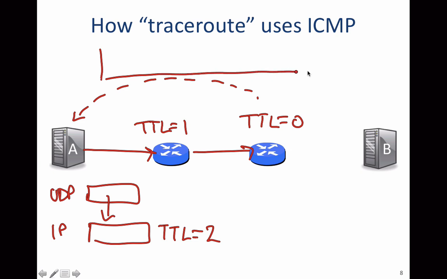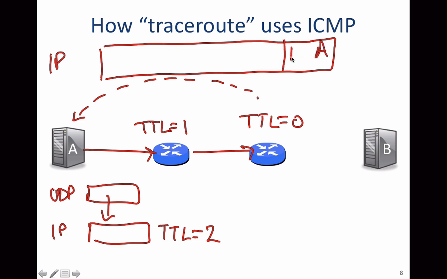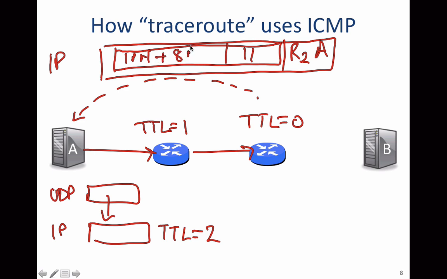I'll now draw the IP datagram with the ICMP message inside. So this is the IP datagram. This is going to be going to A from, let's call that R2. And inside is going to be the ICMP message. So this is the ICMP message that it's carrying. It's going to say type 11, which was the TTL expired. And then it's going to have the original IP header plus 8 bytes, so that when it gets back to A, it knows what message this was referring to.